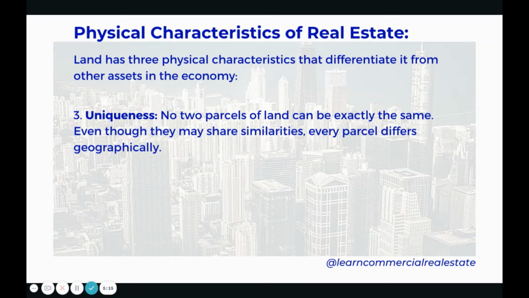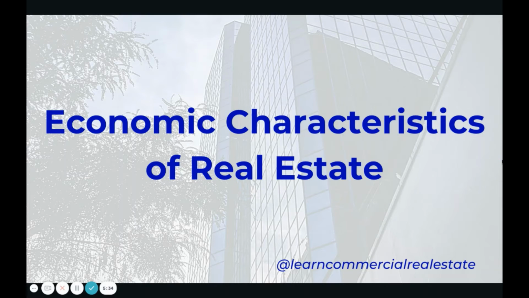Physical characteristics of real estate, number three: uniqueness. No two parcels of land can be exactly the same. Even though they may share similarities, every parcel differs geographically. And you know what? That's sort of like us as humans as well, isn't it? Land is so fascinating. Land is unique, and it's immovable, and it's indestructible. Those are the physical characteristics of land.